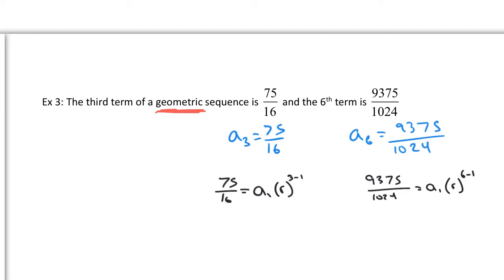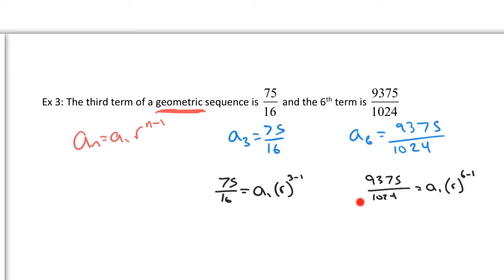All right, there's a few different ways to approach this problem. I'm going to show you one of them here, where we basically set up our a sub n equals a sub 1 r to the n minus 1 formula for both of those terms. So I know the third term, so I'm plugging in 3 for n, would be this here, 75 over 16 equals a sub 1 times r to the 3 minus 1.